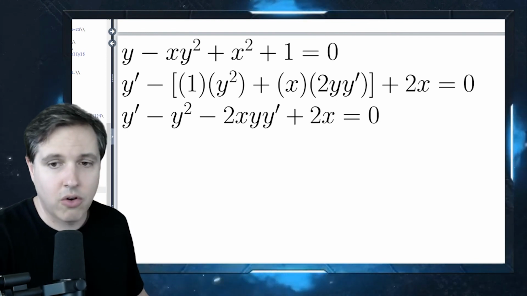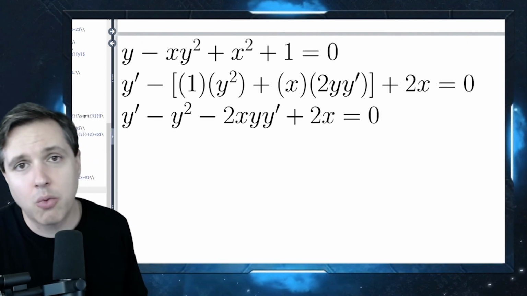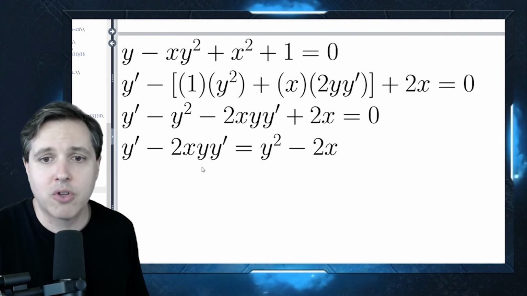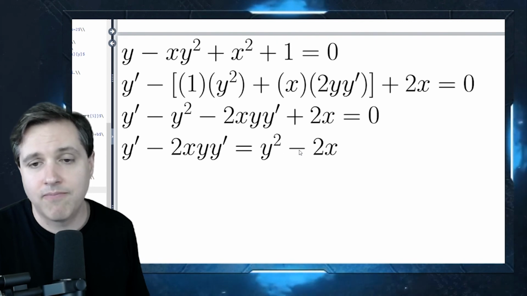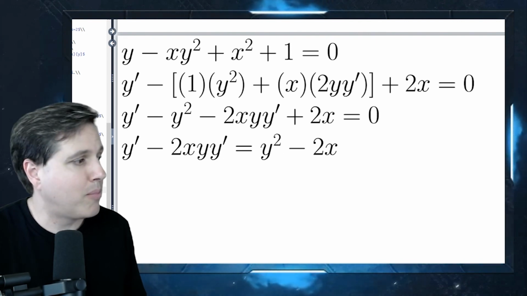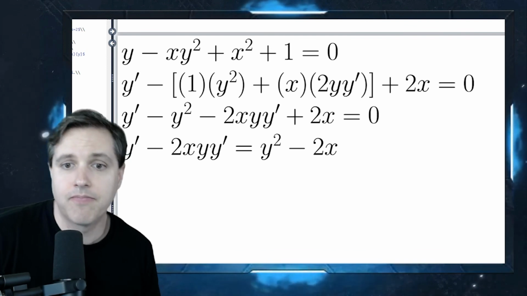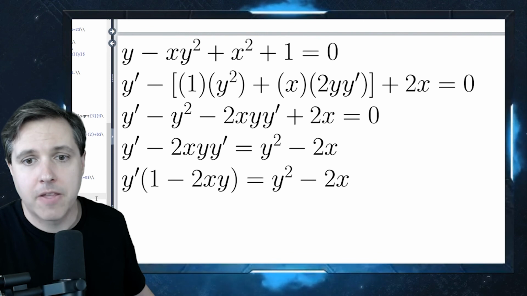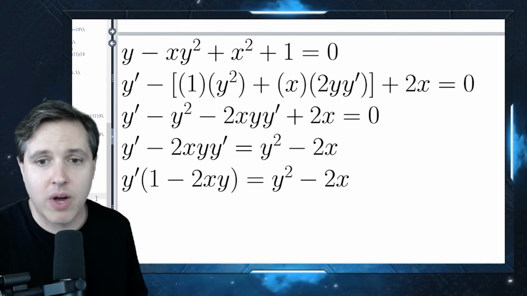Okay, so just going to move things around a little bit, get the y primes on one side, the non-y primes on the other, and we end up with our y prime terms over here, our non-y prime terms over here, right? And then we're just going to factor this y prime out of there. We're going to get it out, leaving us with this, so y prime times 1 minus 2xy equals y squared minus 2x.